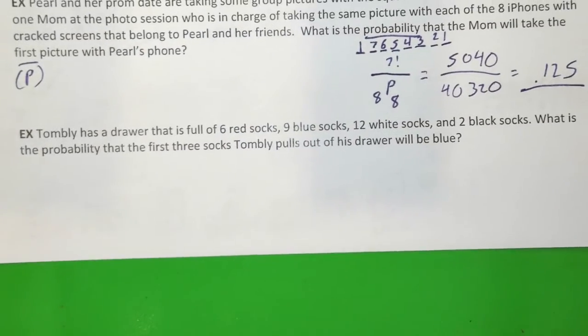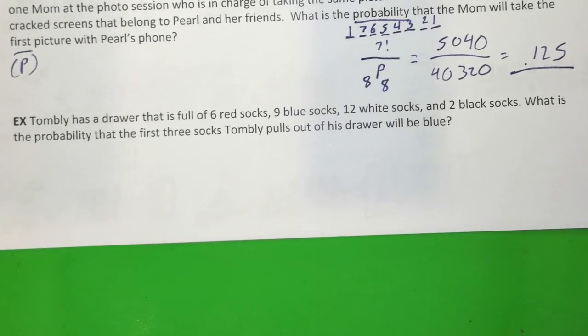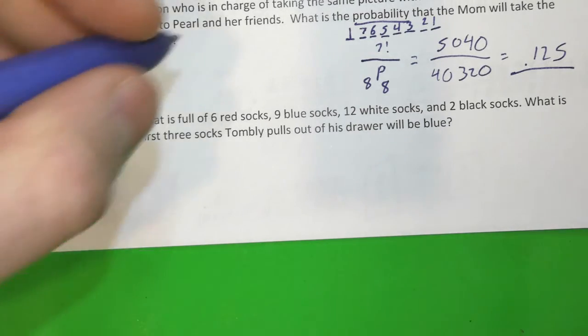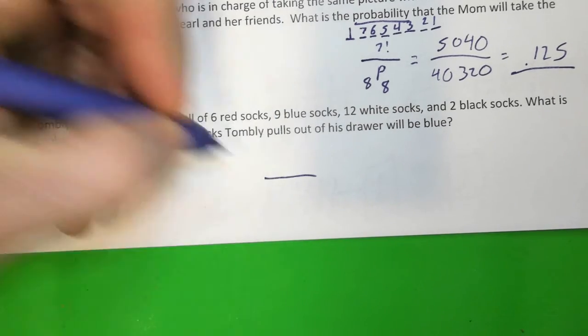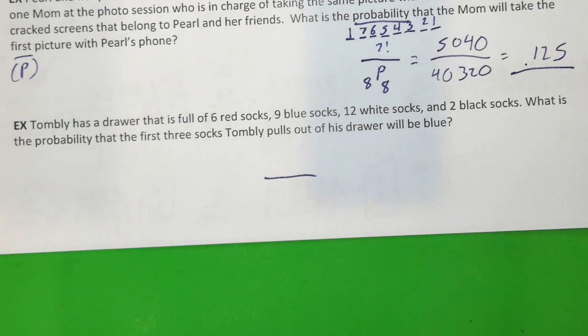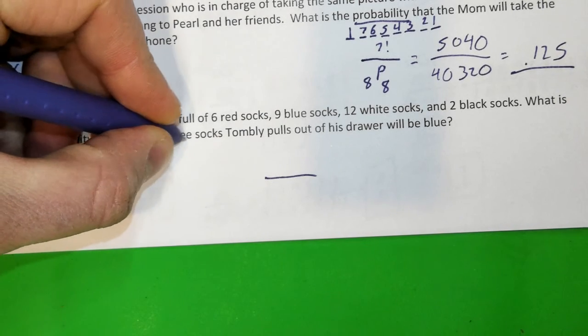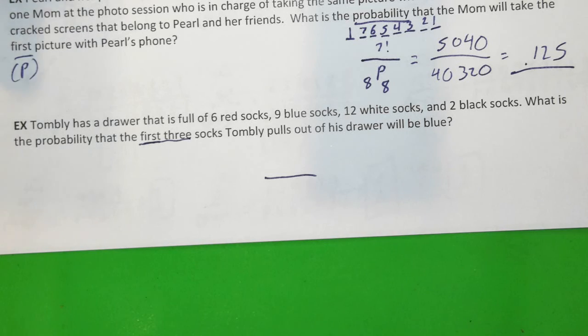That's not a problem. And now let's see if we can dive a little bit deeper. There are so many different kinds of socks right here, and so that can be a little bit of a trick for some people. Let's talk about our probability. We're going to set it up as a fraction. Now, once again, this whole idea of the first 3 socks is showing up right here, which means that order is clearly going to be an important thing.